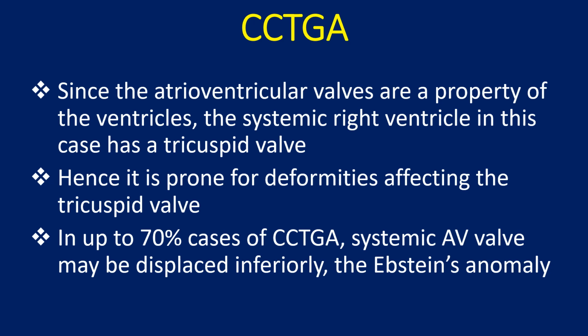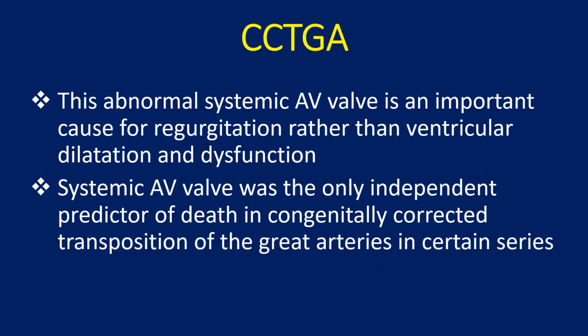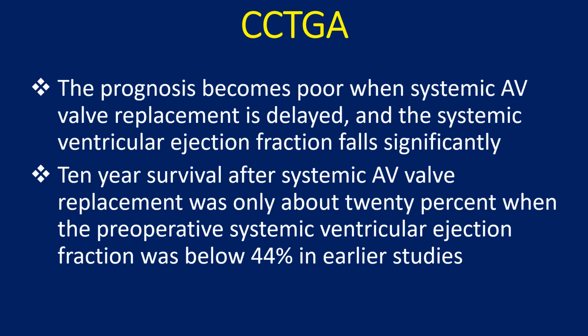In up to 70% of cases of CCTGA, the systemic AV valve may be displaced inferiorly, the Epstein's anomaly. This abnormal systemic AV valve is an important cause for regurgitation rather than ventricular dilatation and dysfunction. Systemic AV valve regurgitation was the only independent predictor of death in congenitally corrected transposition of great arteries in certain series. The prognosis becomes poor when systemic AV valve replacement is delayed and the systemic ventricular ejection fraction falls significantly.